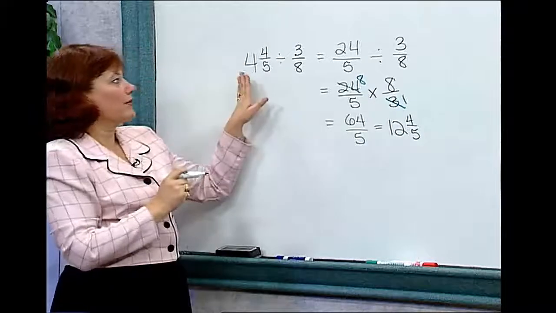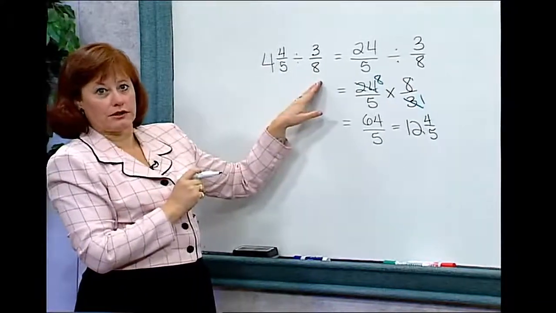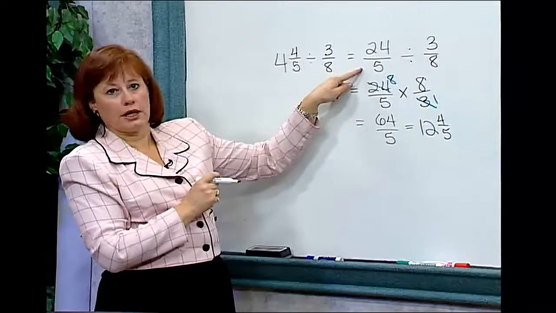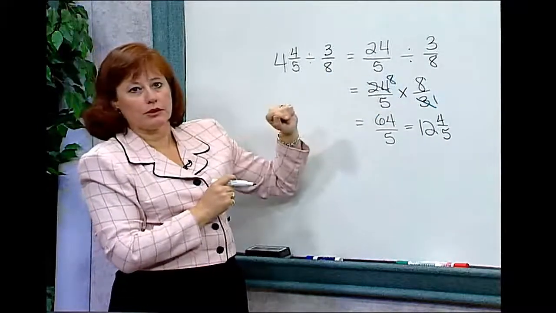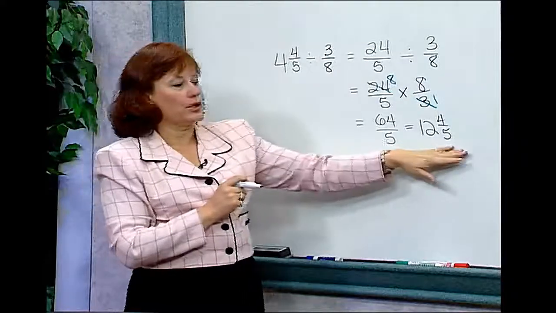To recap, we have a mixed number divided by a fraction. We changed the mixed number to an improper fraction. We inverted the second number, and we multiplied. To finish our problem, we changed to a mixed number. When you're doing this type of division problem, you want to be very careful. There's a common mistake that a lot of students make, so we'll look at an example to help you avoid it.